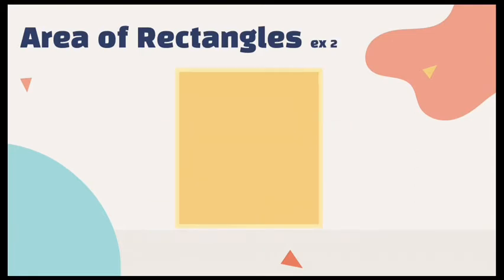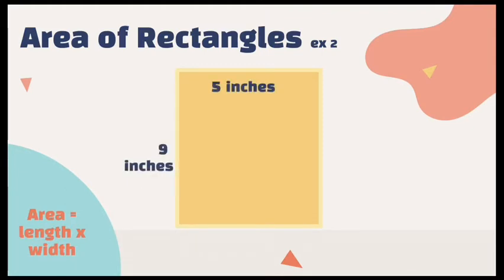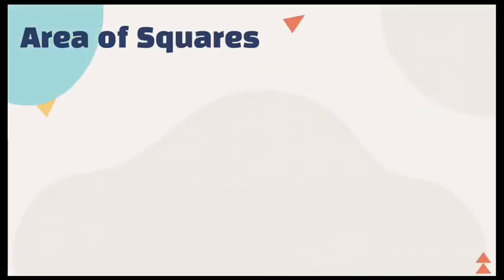Okay, so here we have another rectangle. We have 9 inches by 5 inches. So you multiply them together and you get 5 times 9 is 45 inches squared. So let's go on to squares.